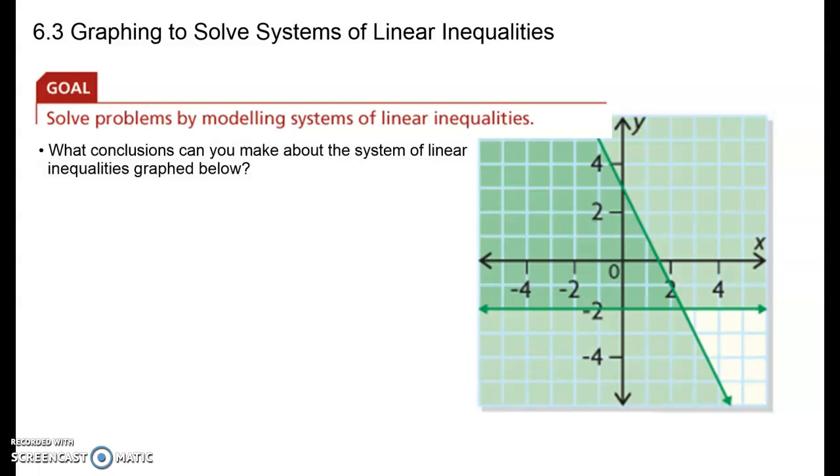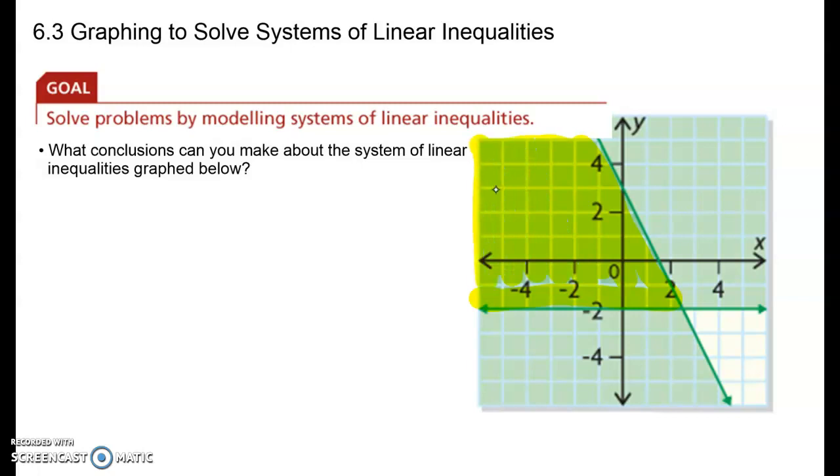So we see that there's two lines. We've got one boundary line here, and the solution region is shaded below the line. And then we've got a second boundary line here, and the solution region has been shaded above that line. So we see that the solution set, or the overlap here, is going to be this part.